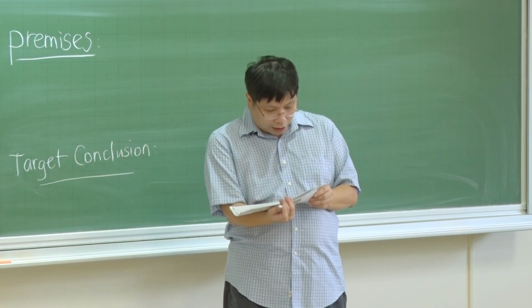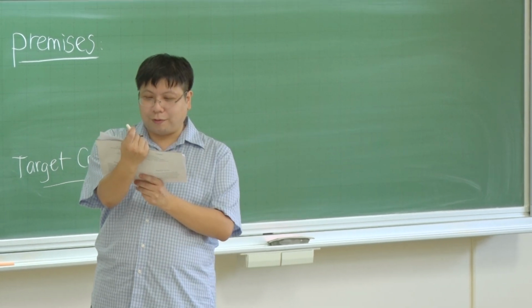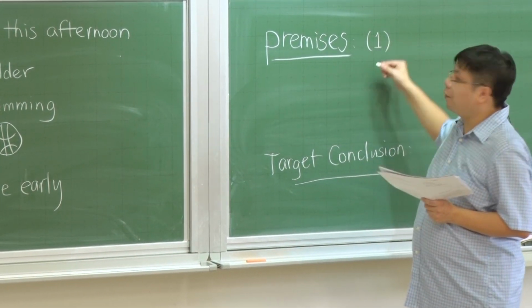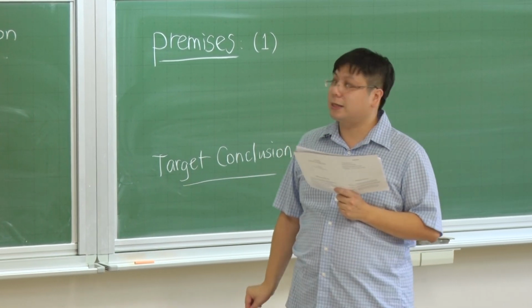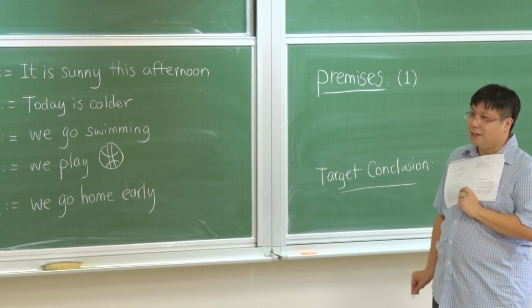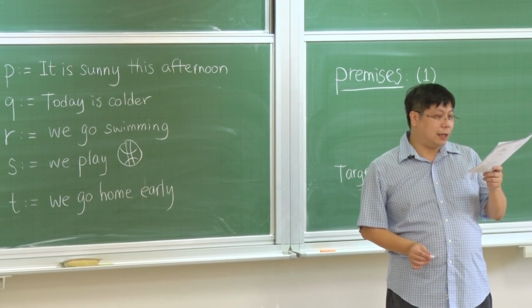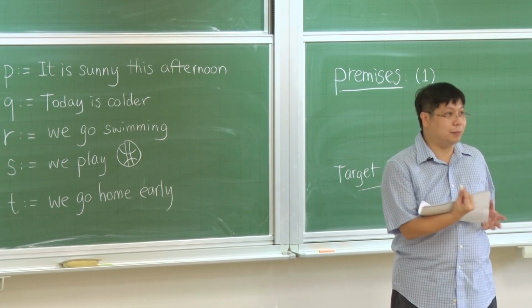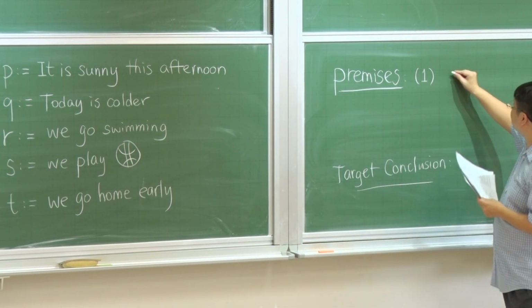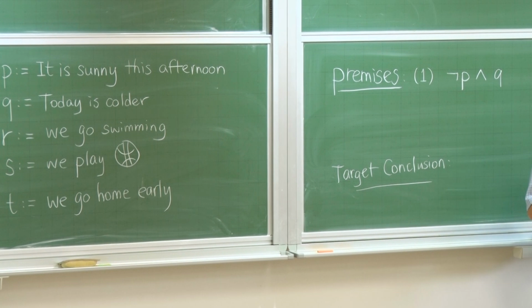Okay, so first of all, what are the premises? I will read it out to you, and then you see if we can translate this into some logical formula. The first premise says, it is not sunny this afternoon, and it is colder. So how do we translate my sentence into this PQRST? It is not sunny this afternoon, and it is colder. So what should it be? It's not sunny this afternoon, so not P. Very good. So this is not P and Q. Is that okay? So this is the first one.